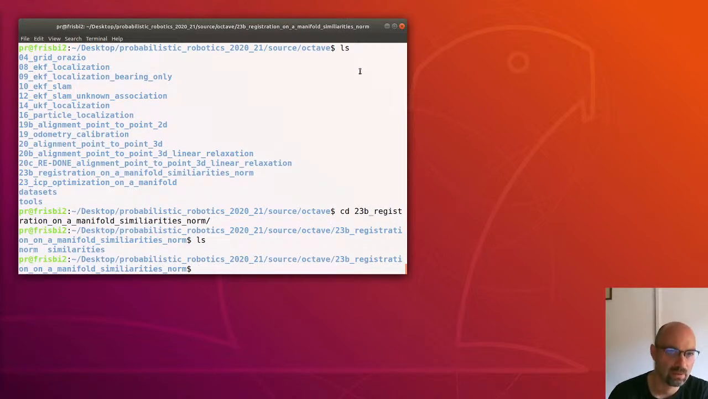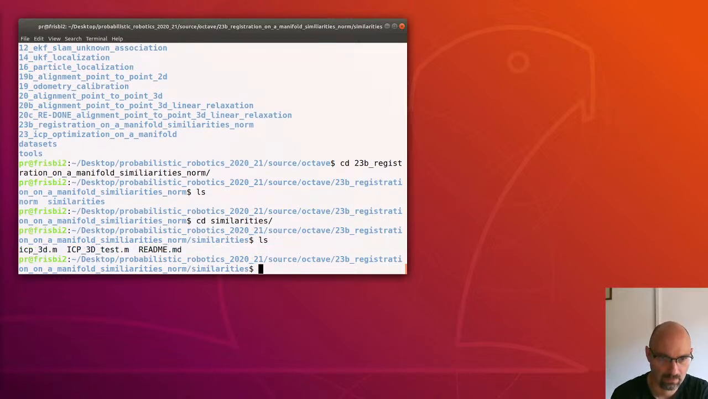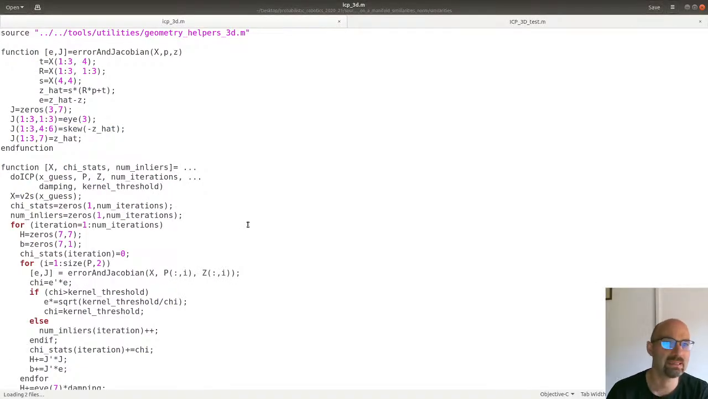Here you have two folders, one which is called norm and one which is called similarities. Norm is the exercise, similarities is the demonstrator of what I've explained you now. Let's see if it works. I'm gonna change editor. Without too much fantasy, I always called it ICP 3D test.